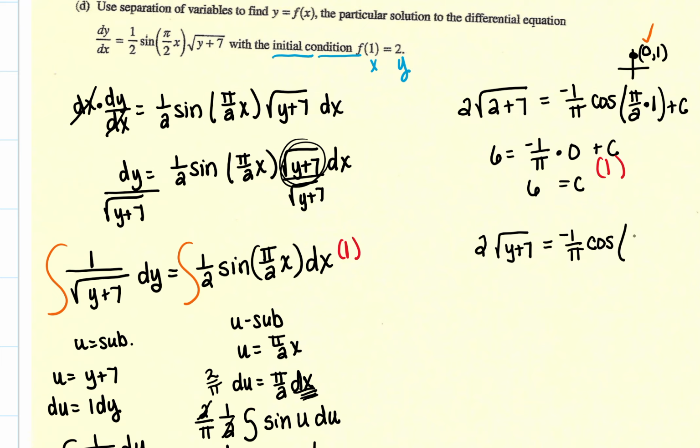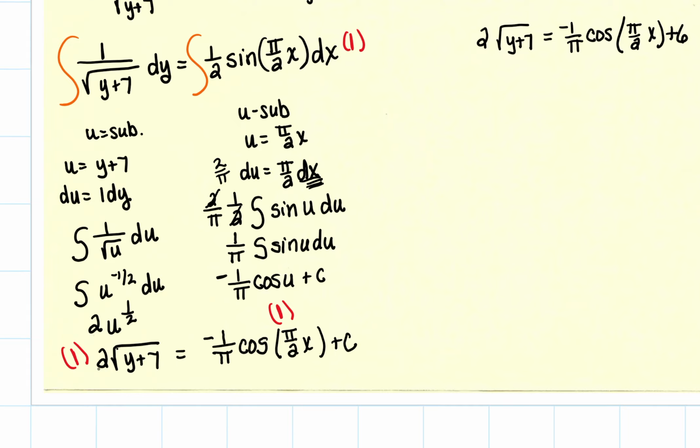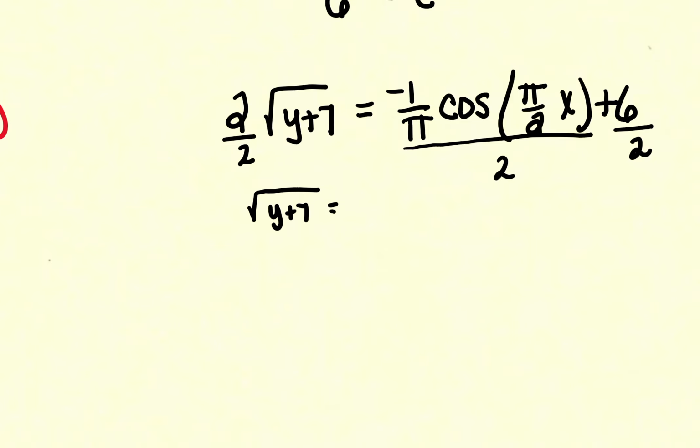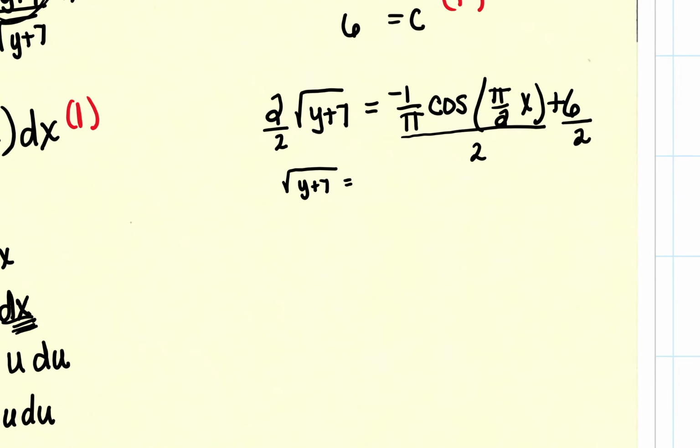cosine, parentheses, pi over 2x plus 6. Recall, and that's just right down here, it's just taking this at the bottom and just putting in our 6 on the end, that plus 6. All right, we have to solve it for y. So we need to start peeling things away. I'm going to divide every term by 2. I've got to be fair. What I do to one, I do to all. So that'll be the square root of y plus 7 equals, now right here, we're dividing by 2.